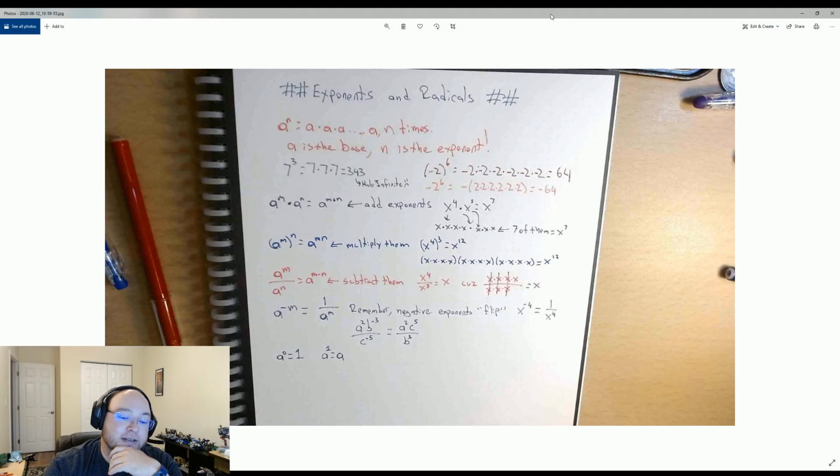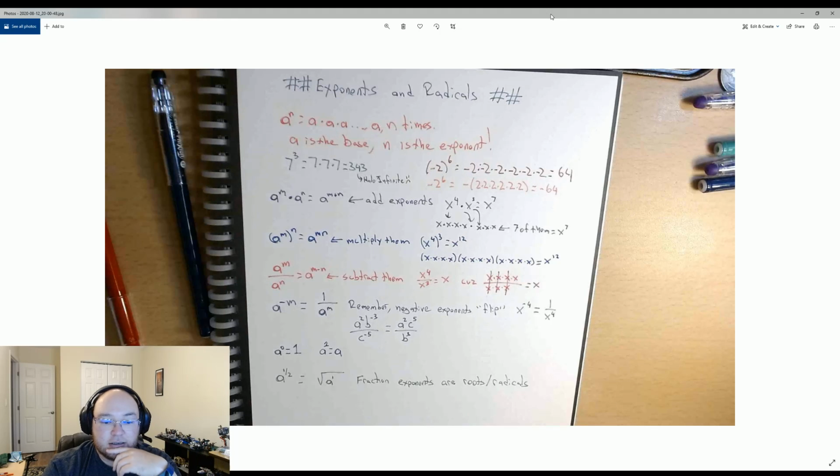And some quick reminders, anything to the 0 power is 1, except for 0. 0 to the 0 power is 0. And anything to the first power, and that 1 looks kind of like a 2, but that is a 1, is itself. So 7 to the first power is 7. 9 to the first power is 9. Stacy to the first power is Stacy.